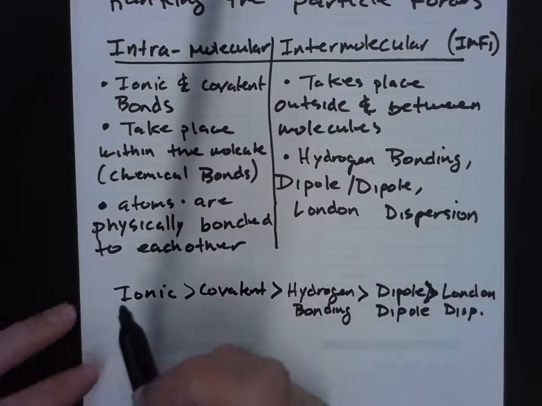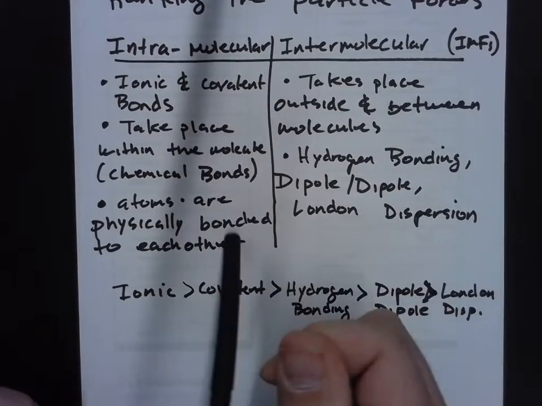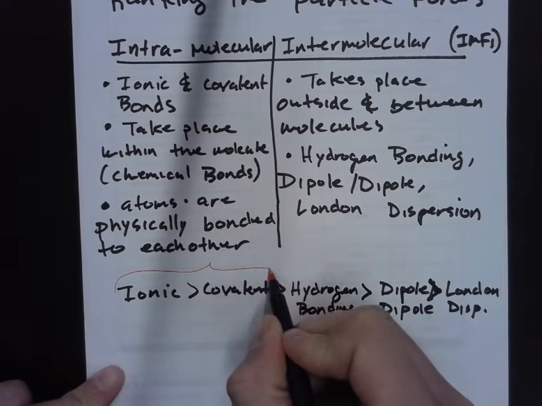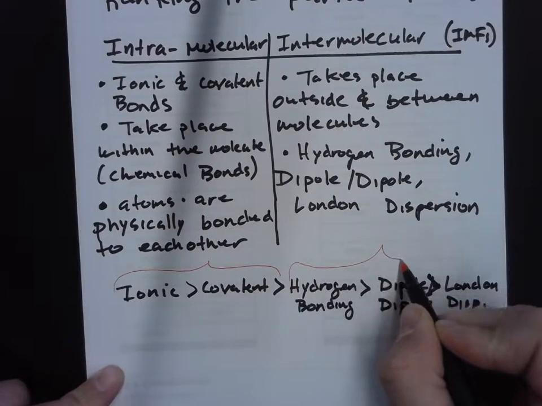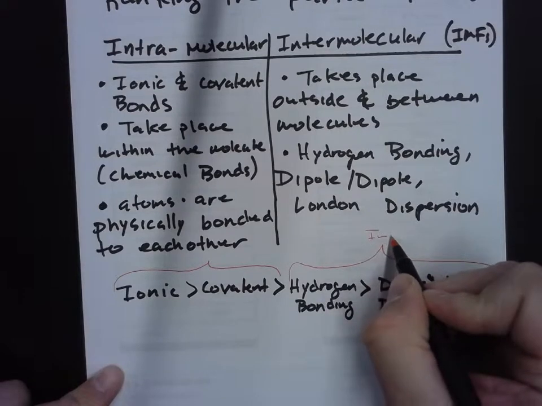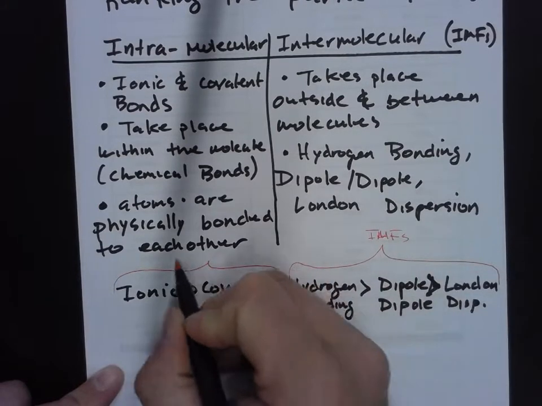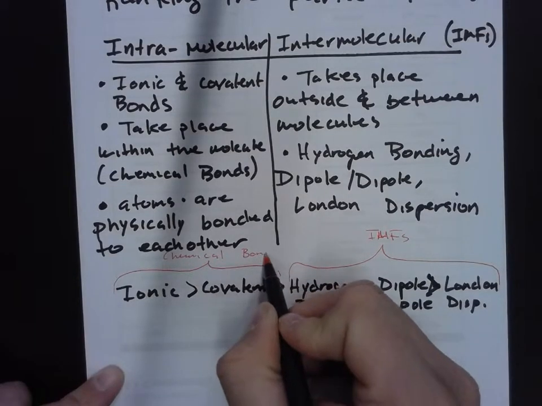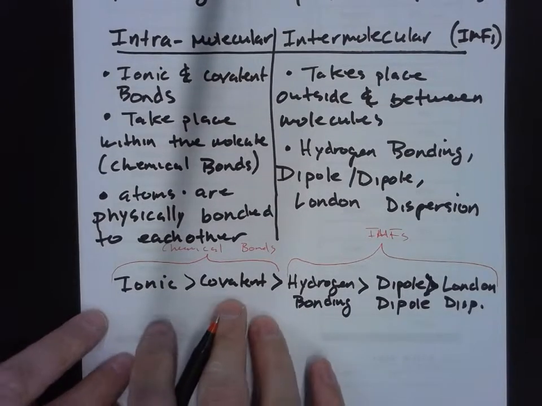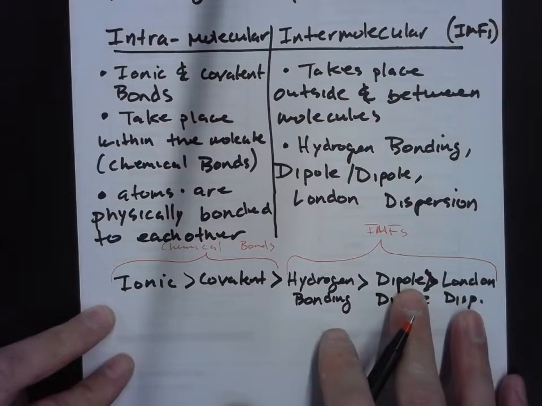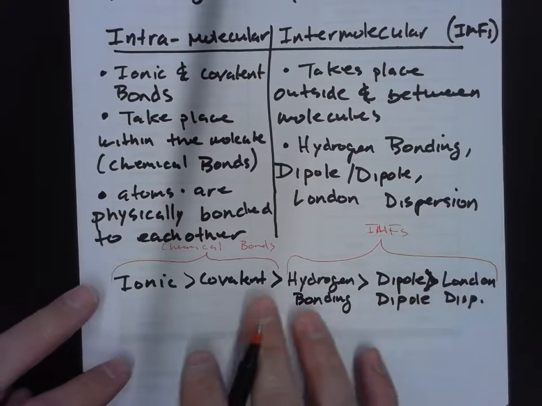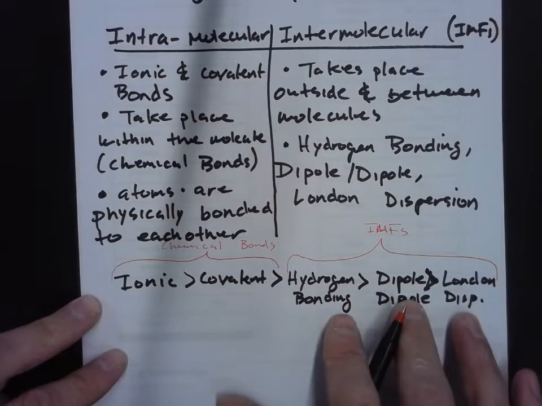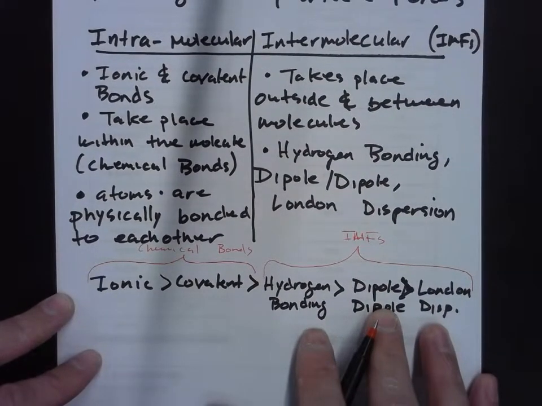So you can see here very clearly, you can think of it like this. Here are the IMFs, and here are chemical bonds. The chemical bonds are much, much stronger than IMFs. So when you're thinking about this stuff, you group chemical bonds first as stronger than the IMFs, by far, by a long shot.